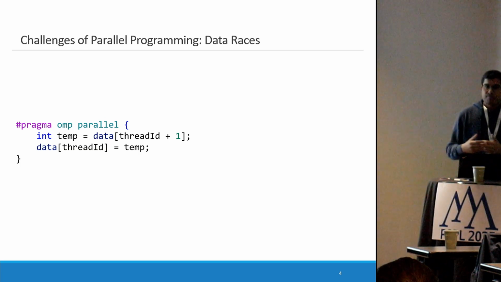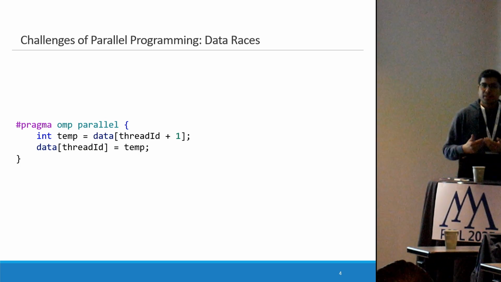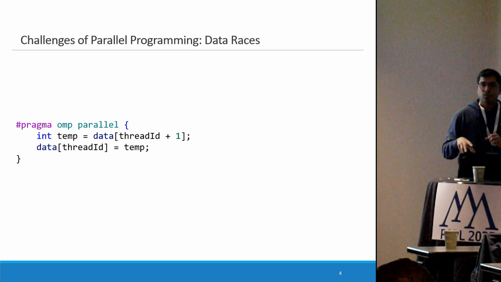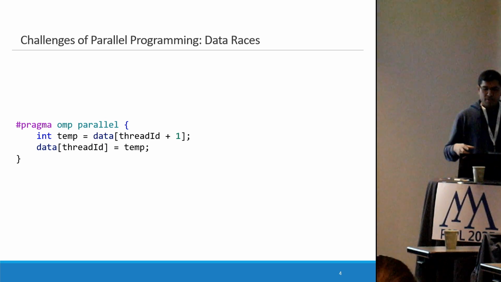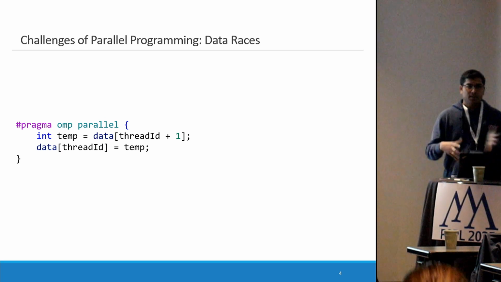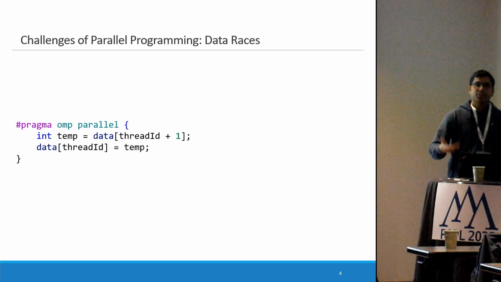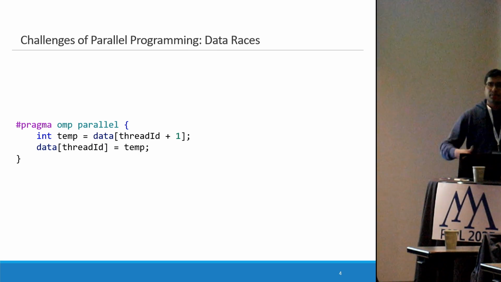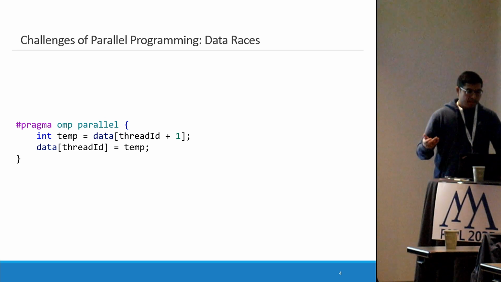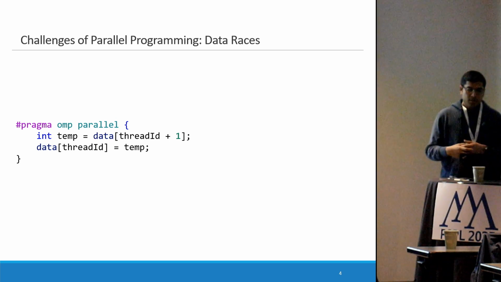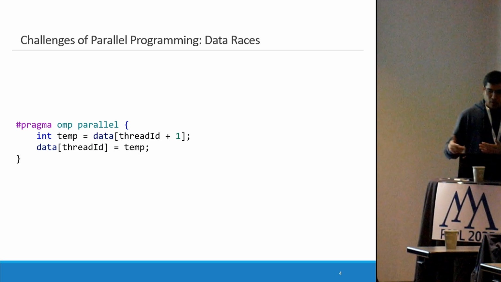Here there's a concept of shared memory and private memory. All the threads in OpenMP have two views of memory: one is the shared view, one is the private view. The private variables are stored in the private view of the memory, and the shared memory is shared among all the threads. In this example, data is a shared array that all the threads have access to, and the other variables, like temp and thread ID, are thread private. Data races occur only on the shared variables, not on the private variables.